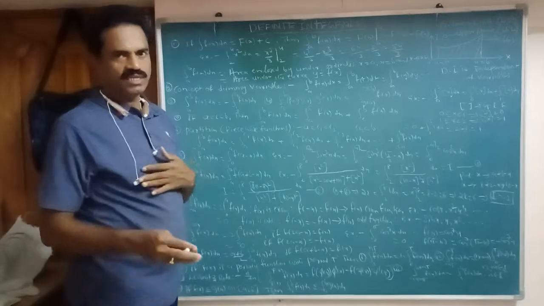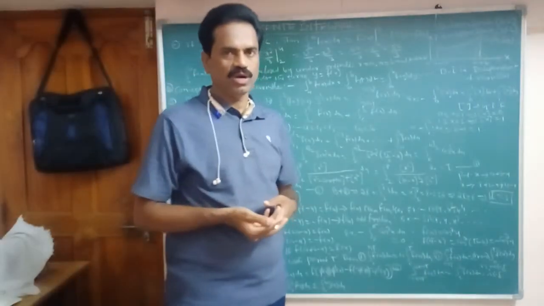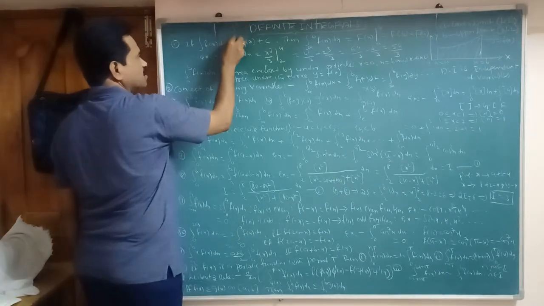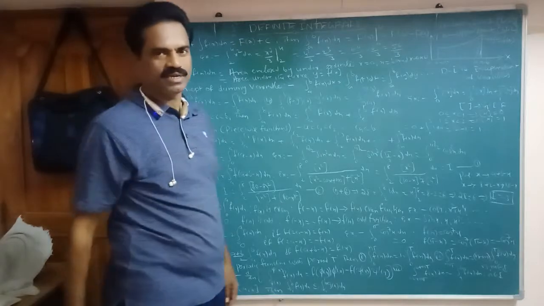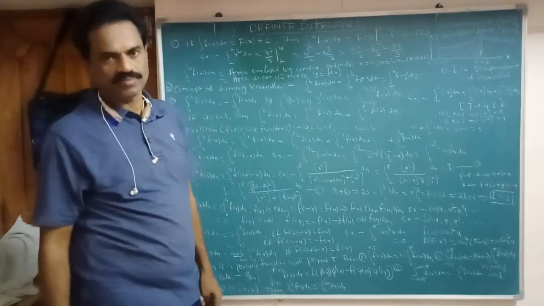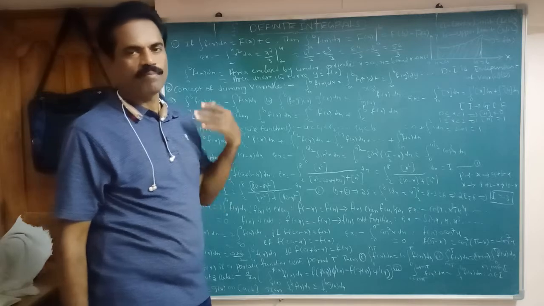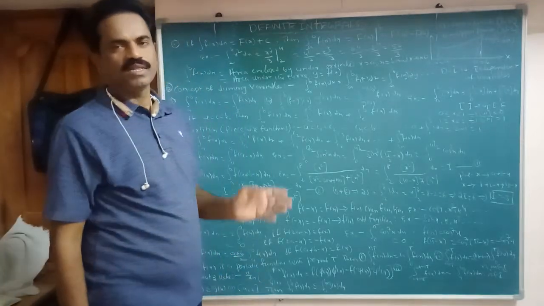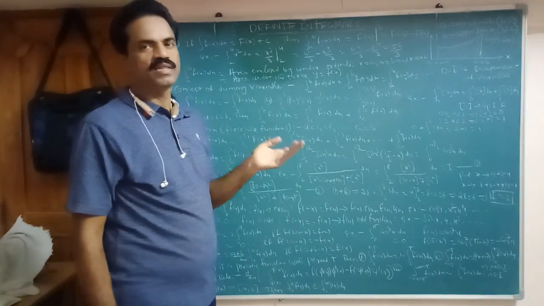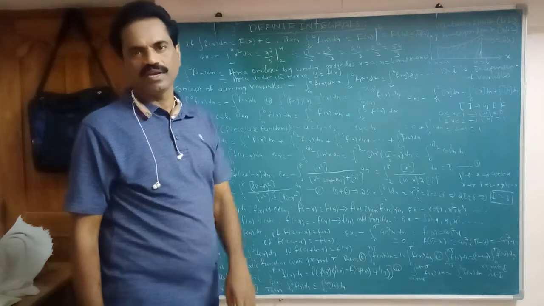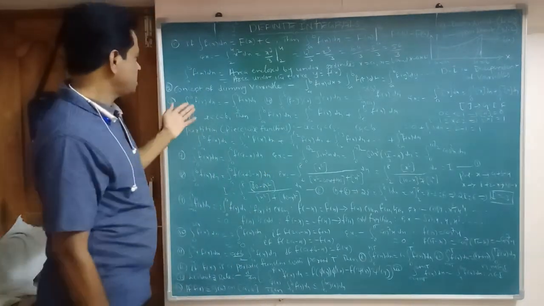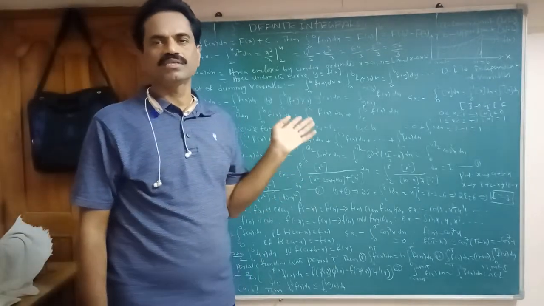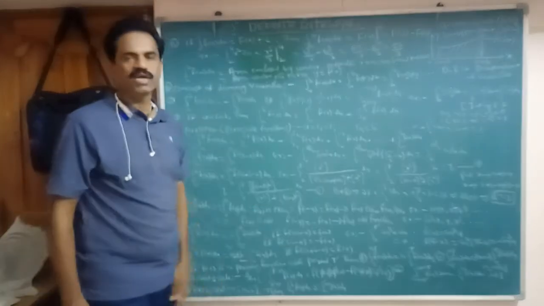Next, if you change the lower limit to the upper limit, we have to read it as integral a to b: first lower limit is a, upper limit is b. So if you change the lower limit to upper limit, then the value is the negative of that definite integral. So integral a to b f of x dx equals, if you change the limits, minus of that definite integral, that is minus b to a f of x dx.